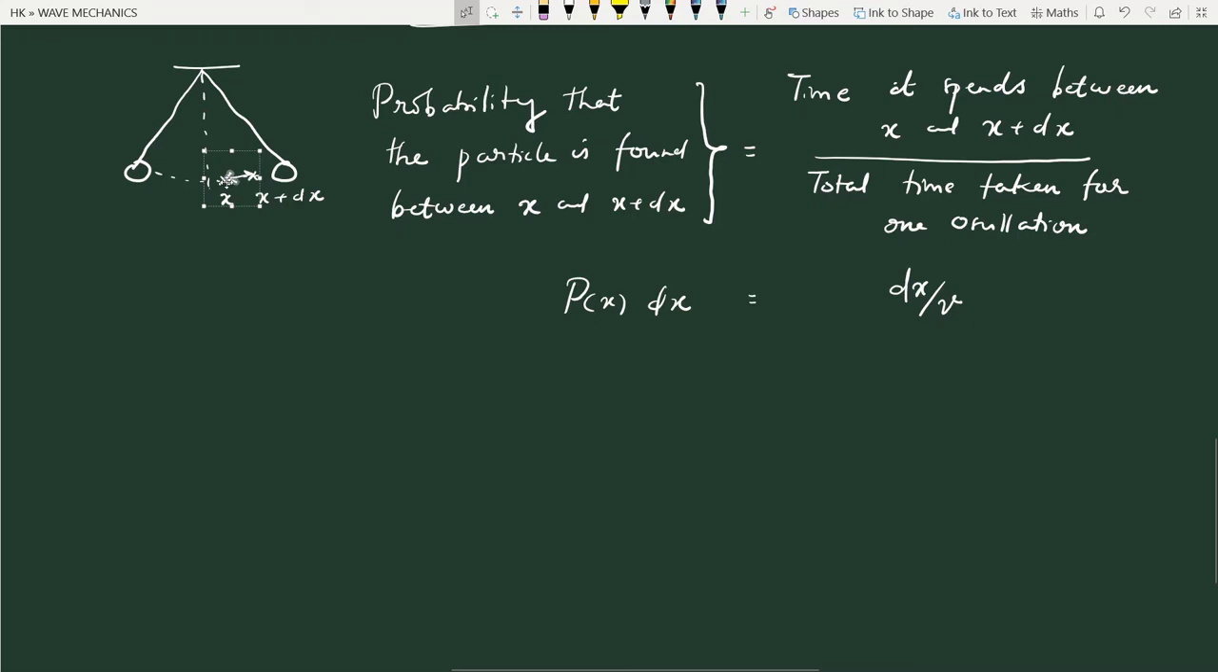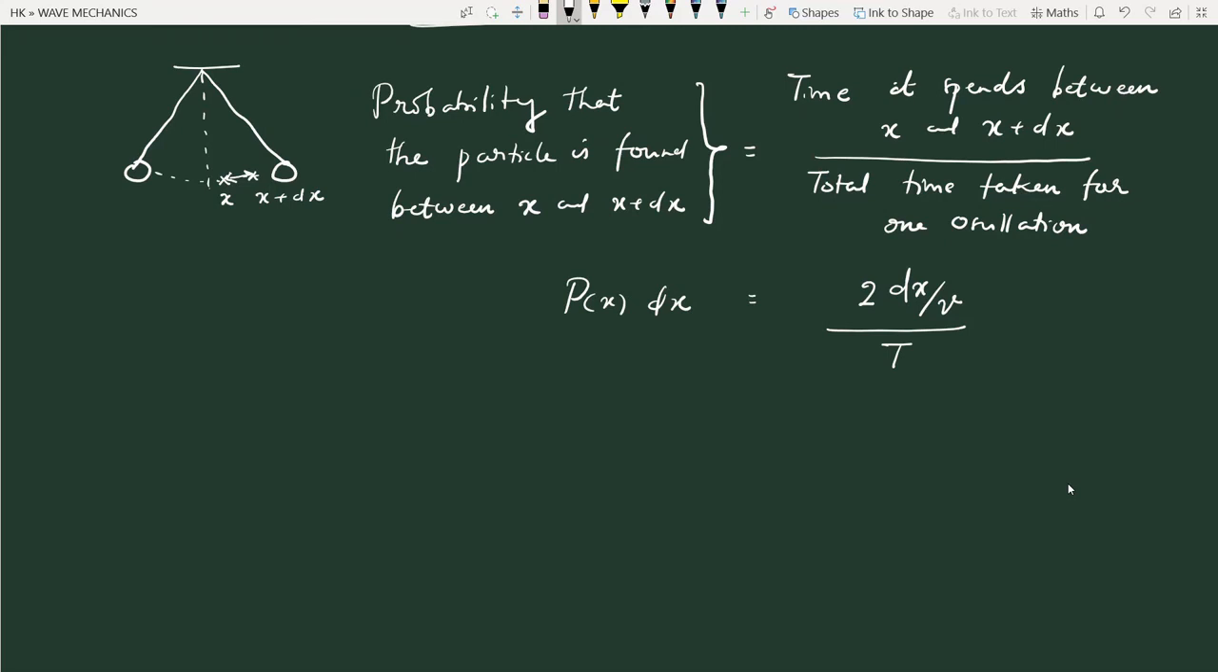But it crosses from x to x plus dx twice during one oscillation. Suppose it is going to the right, then it crosses once, then it comes back from the turning point, then it crosses again. So during one oscillation, this particle crosses from x to x plus dx and then back from x plus dx to x. So two times it goes. So the total time it spends between x and x plus dx is 2 times dx by v, divided by capital T, the time period of the oscillation. Now we want to find out what is the velocity of the oscillator.